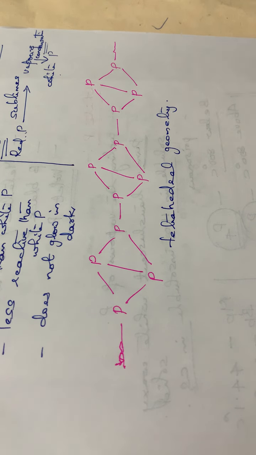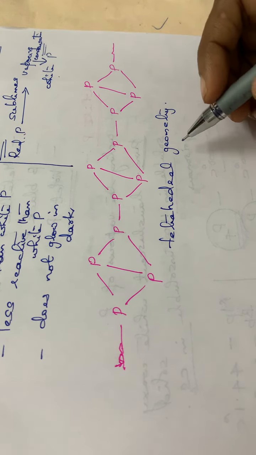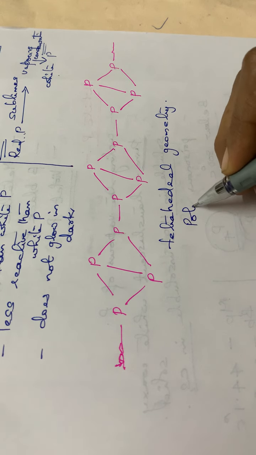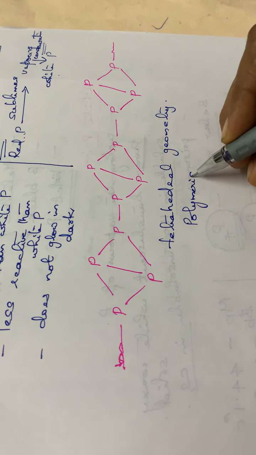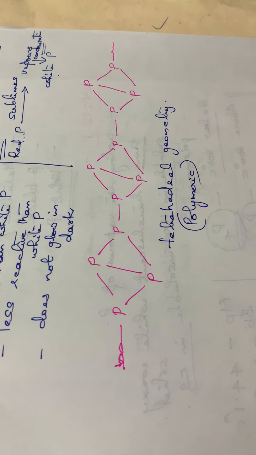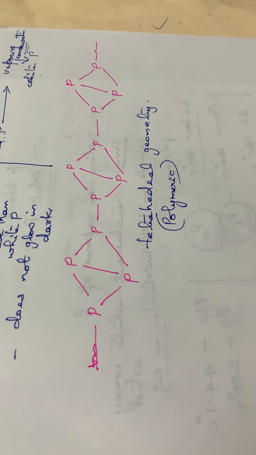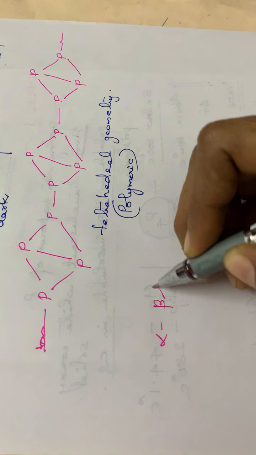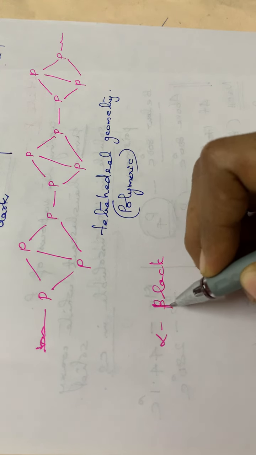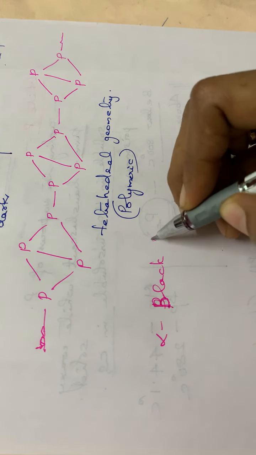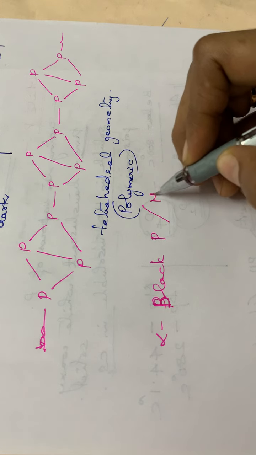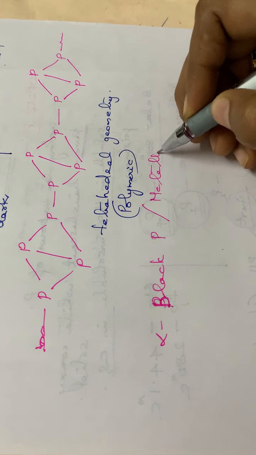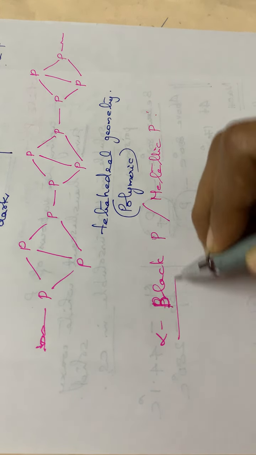Tetrahedral geometry. Okay, so this is about the structure of P4. This is about the case of red phosphorus. Then you have to go through alpha black phosphorus or metallic phosphorus.